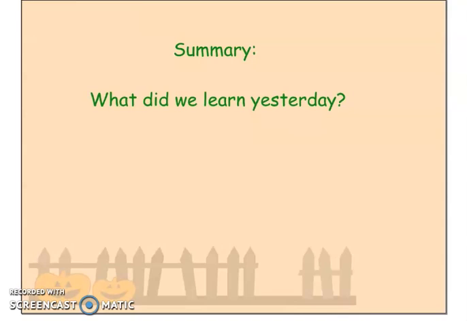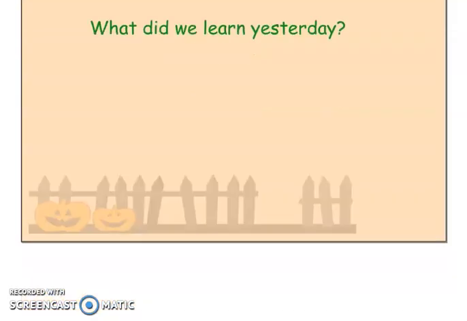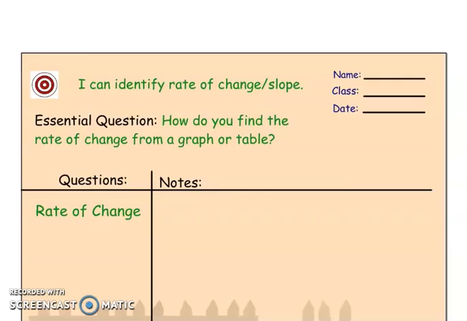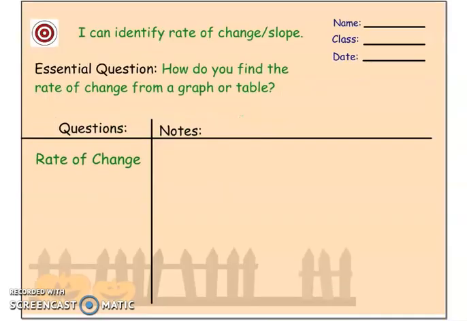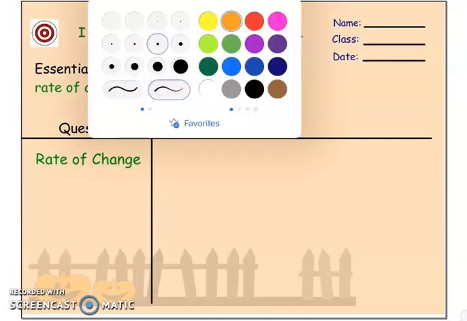Lesson 3.3, Day 2. Please complete our summary slide, answering the question, what did we learn yesterday, or what did we learn in our previous lesson? Our learning target says I can identify rate of change / slope. Our essential question says, how do you find the rate of change from a graph or a table?